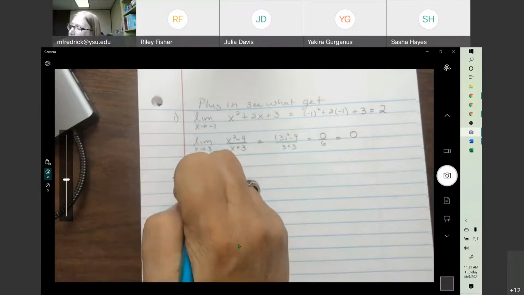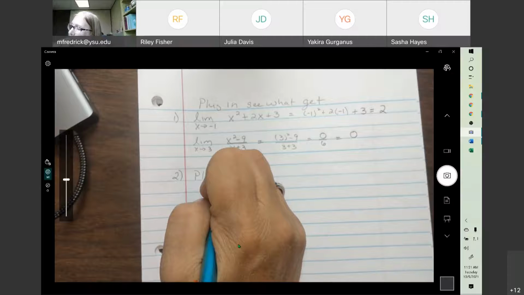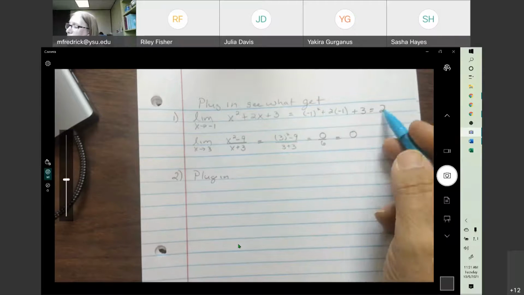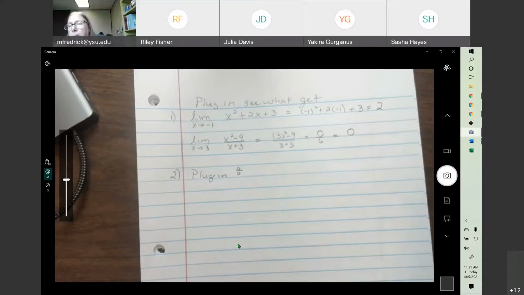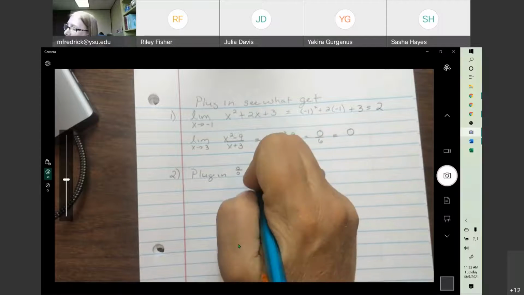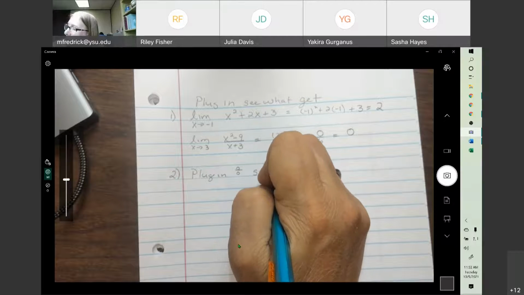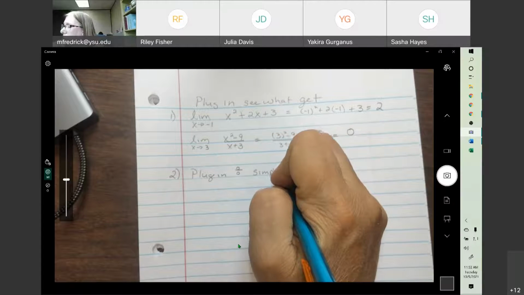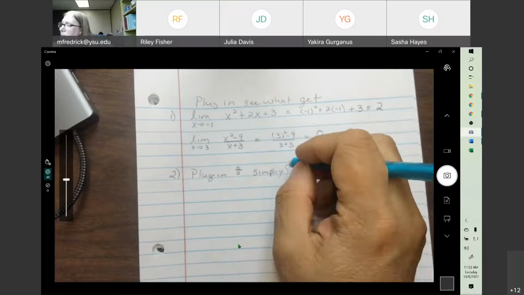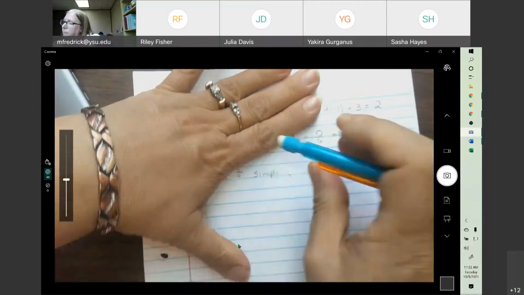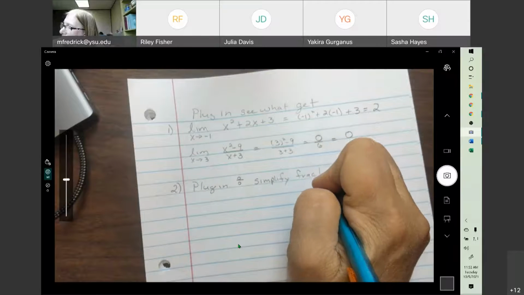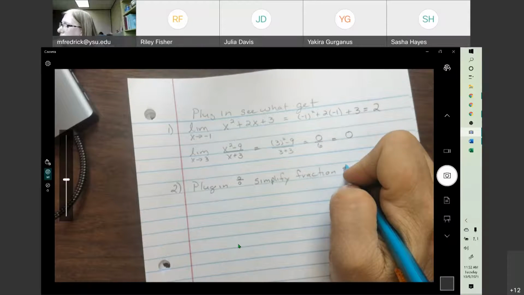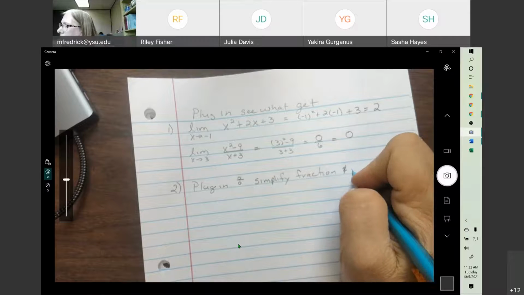The second case, when you plug it in, instead of getting a value, you get 0 over 0. That means that there's common factors. You have to find a way to simplify that. So you simplify the fraction and you plug it in again.